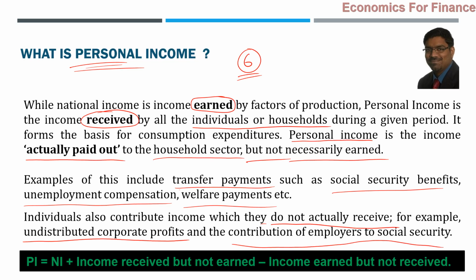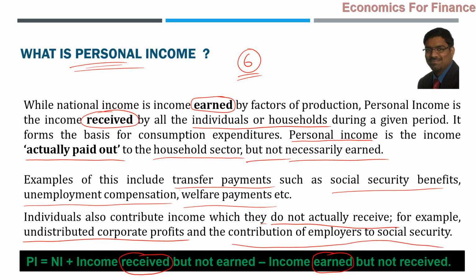It is only earned. So simply put, personal income is nothing but national income plus income received but not earned, something like transfer payments, minus income earned but not received, something like undistributed corporate profits and employers' contribution to provident fund. These are adjusted to the national income so that we can get personal income.